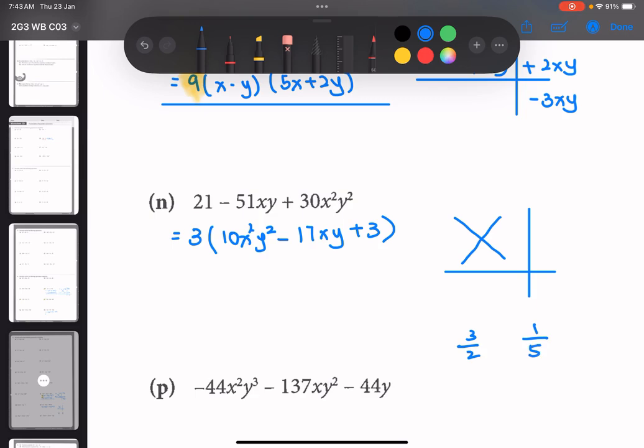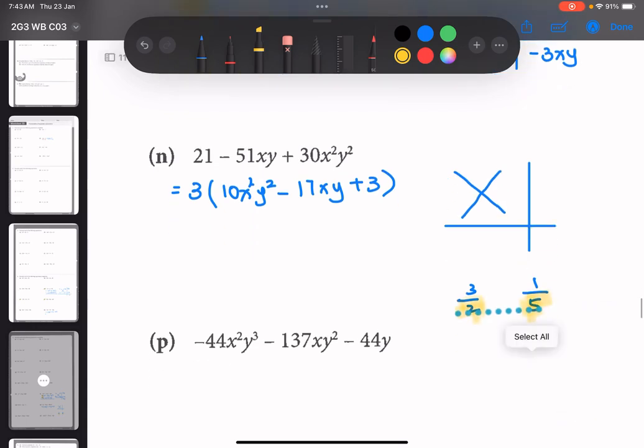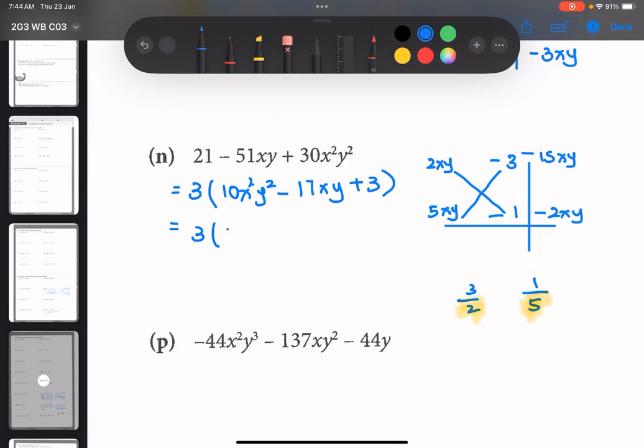Can see my 10? Can you see my 10? So this is going to be 2 and 5. Because it's x square, y square, the x, y's are together. Can see my 3 in the numerator? So my 2 partners my 3. My 5 partners my 1. Let me finish up. I need a negative 17, so everything should be a minus. Don't forget my common factor.